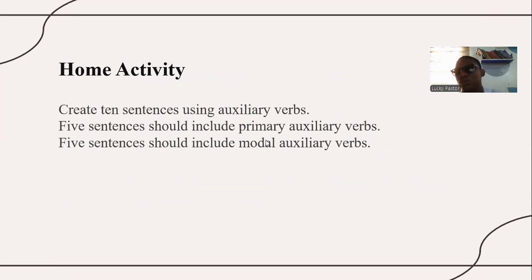So now we're going to be giving you a home activity. What you're going to do for me is create 10 sentences using auxiliary verbs. You use 5 sentences with primary auxiliary verbs, and you use 5 sentences with modal auxiliary verbs. Okay, so these are the words. You pick 5 modal auxiliary verbs, 5 primary auxiliary verbs, and make sentences with them.